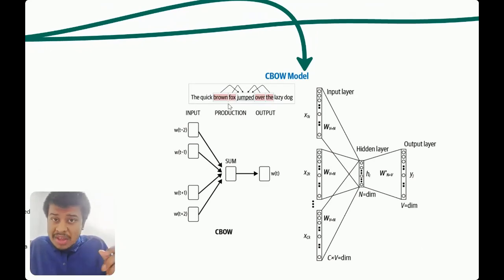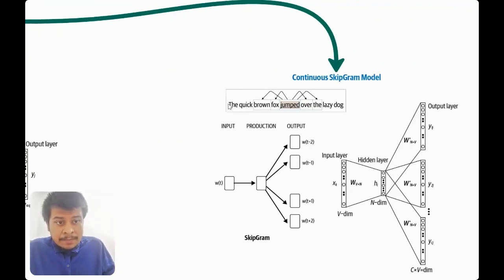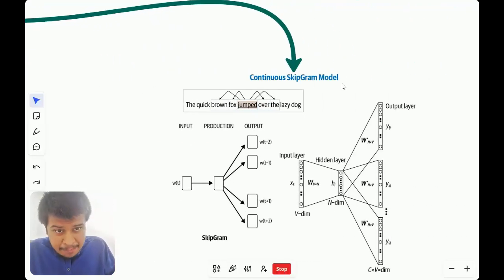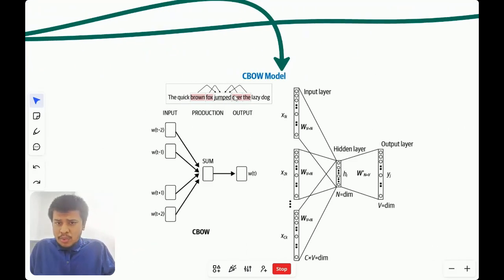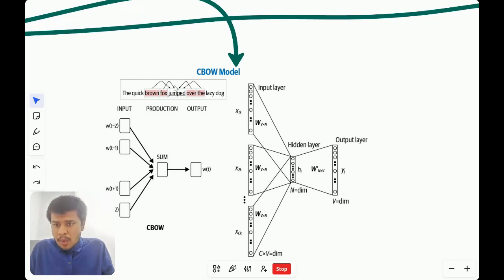Specifically, Google has used two techniques for training their own Word2Vec model. One is the CBOW, or continuous bag of words representation based model. And then we have the continuous skip-gram model. So what do they do? How do they work?